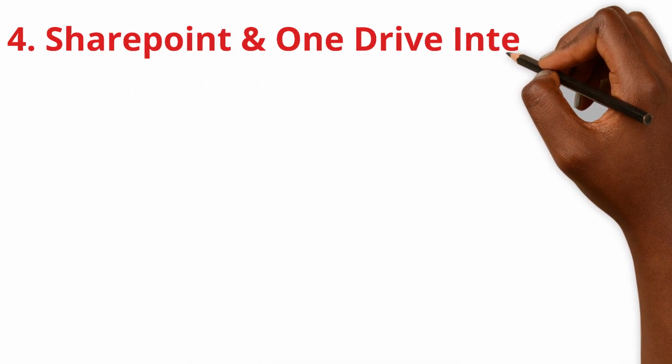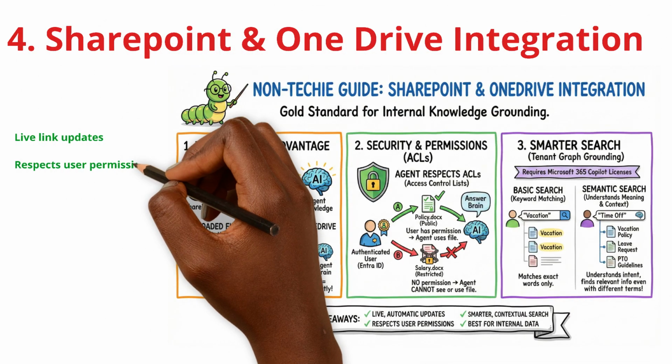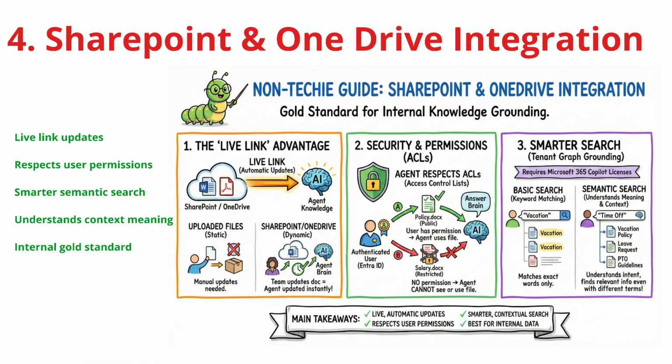Welcome to the non-techie guide on using SharePoint and OneDrive, the gold standard for grounding your agent in internal knowledge. Let's start with box 1, the live link advantage. Unlike manually uploading static files, connecting to SharePoint creates a dynamic live link. This means when a team member updates a document in the cloud, the agent's knowledge base is updated instantly and automatically.